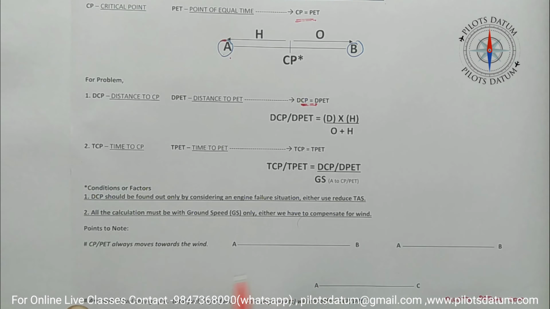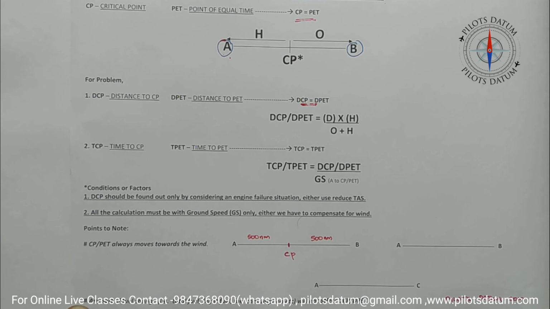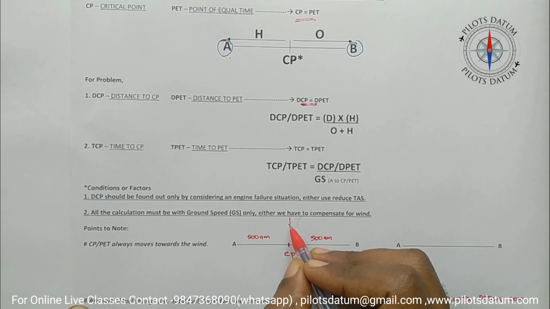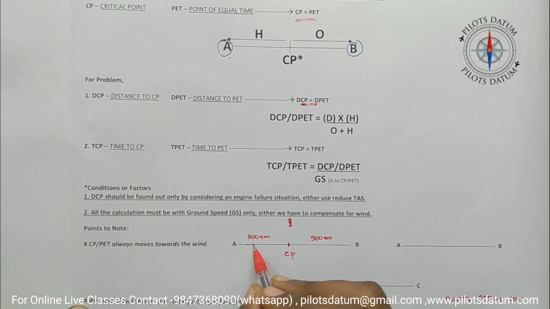If there is no wind, then CP will be exactly the midpoint between A and B. That is, if the total distance is 1000 nautical miles, then this leg will be 500 nautical miles, and this leg will be 500 nautical miles. That means there is no wind or beam wind, the conditions are the same. Either this situation can occur if there is no wind or if there is a beam wind, 90 degrees to the path of the aircraft. The aircraft is traveling in this direction. This is the beam wind or nil wind situation, the first one.